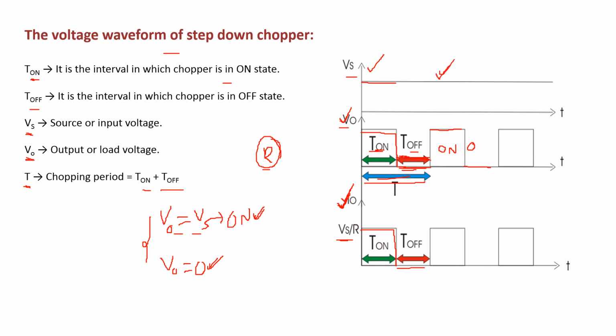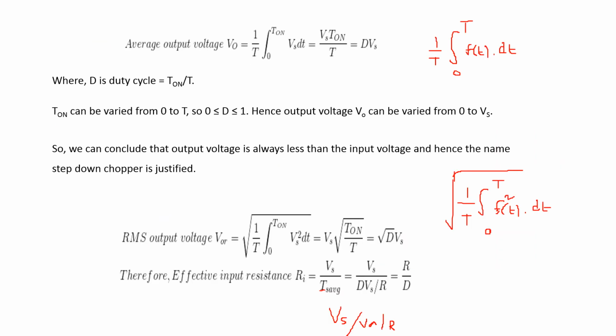Now by using these waveforms we are going to derive the characteristic parameters. Coming to the average output voltage of the step down chopper, the general formula for finding the average output voltage is 1 by T into the integral from 0 to T of f of t into dt. In the step down chopper, the output voltage exists between 0 to T on. During the off state of the chopper, the output voltage is 0.